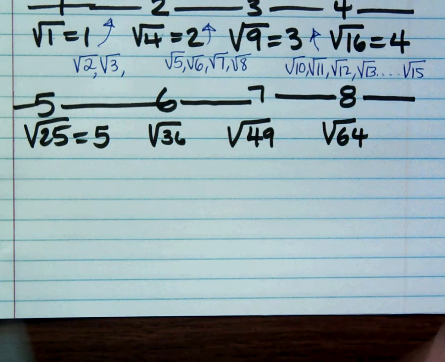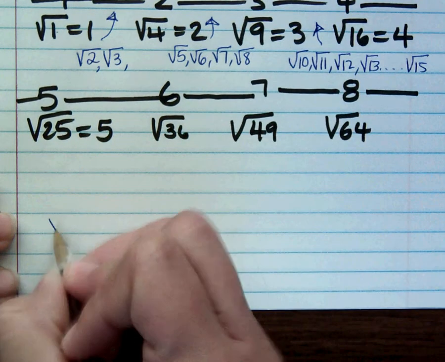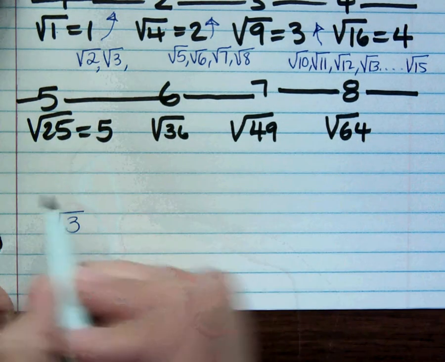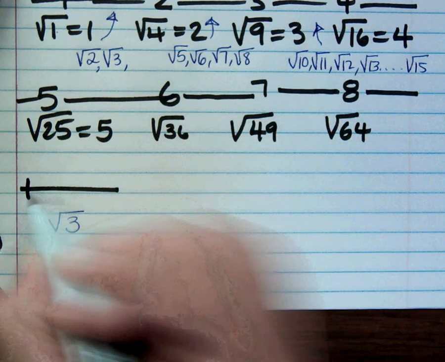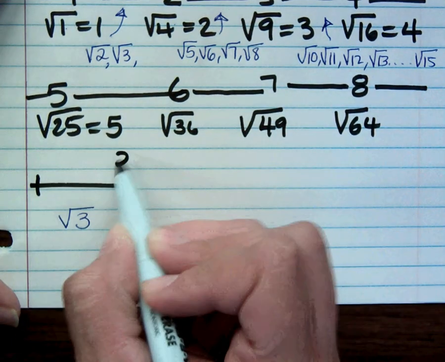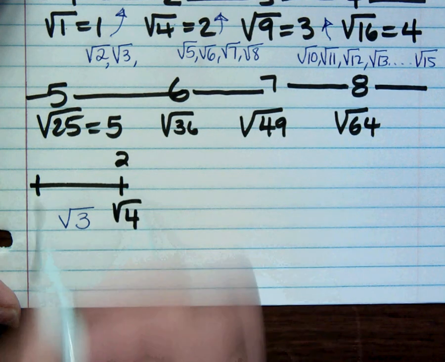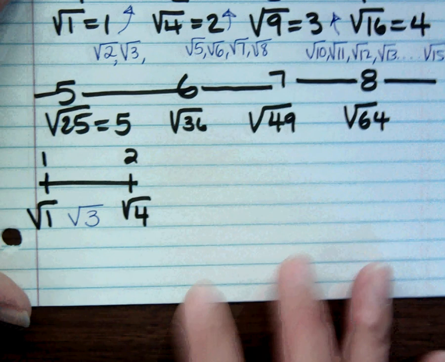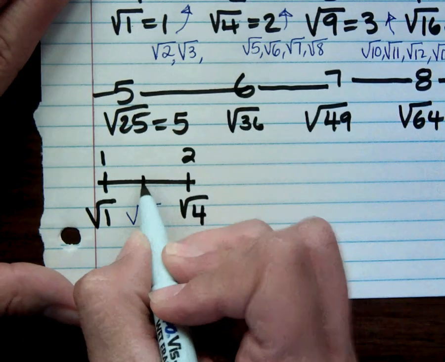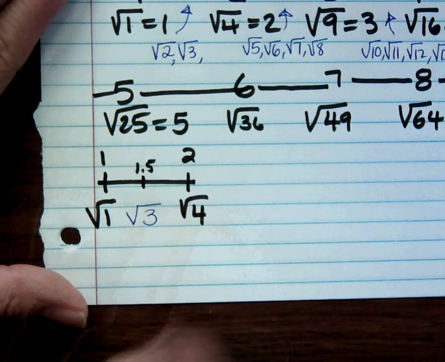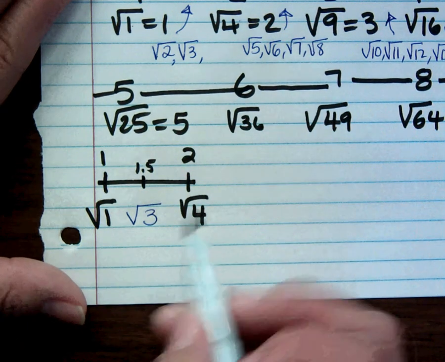If you look at this, start a little bit lower. Let's talk about the square root of 3. The first thing I got to do is determine which two numbers it falls between, which two perfect squares. Now I know 2 comes down as the square root of 4, and I know 1 comes down as the square root of 1. So the question here would be, what's in the middle of 1 and 2? How about 1.5? Because we read from left to right.